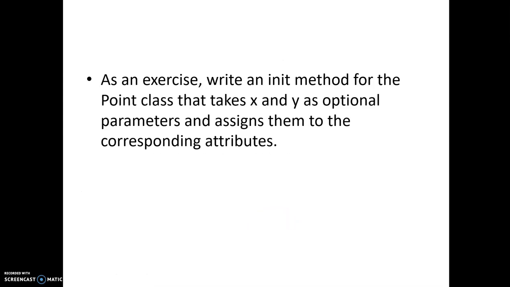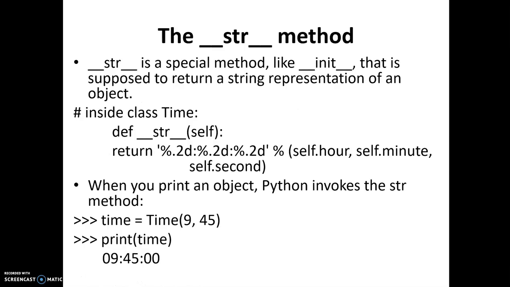So as an exercise, you have to write an init method for the point class. If you remember, the point class has two attributes, x and y, and you need to use these attributes as optional parameters and assign them to the corresponding attributes. So try it yourself. If not, at the end of this video I'm going to discuss the solutions to all these exercises.